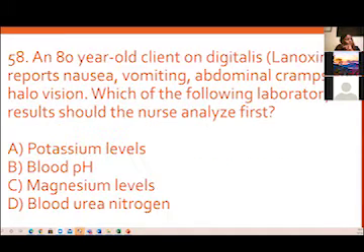And here's something I want to show you when you're studying and even doing questions. Look at this question. It says an 80-year-old client on digitalis reports nausea, vomiting, abdominal cramps, and halo vision. Guess what? All of those are signs and symptoms of digitalis toxicity. So bank that in your memory, that early signs of digitalis toxicity are nausea, vomiting, abdominal cramping, and halo vision. All right.